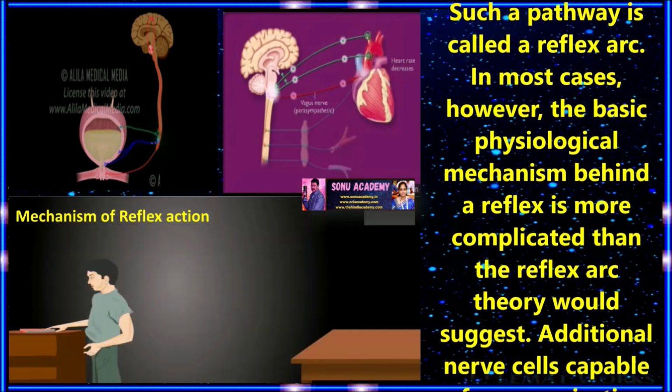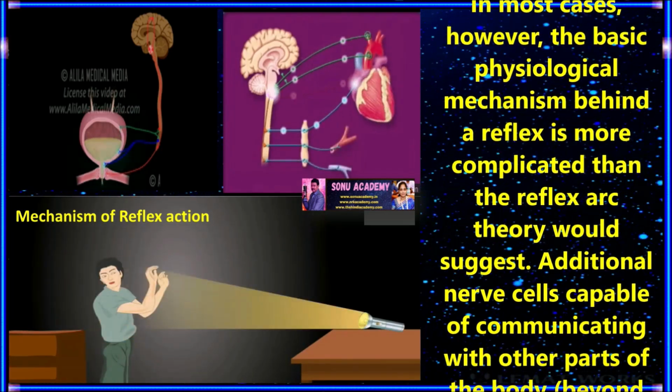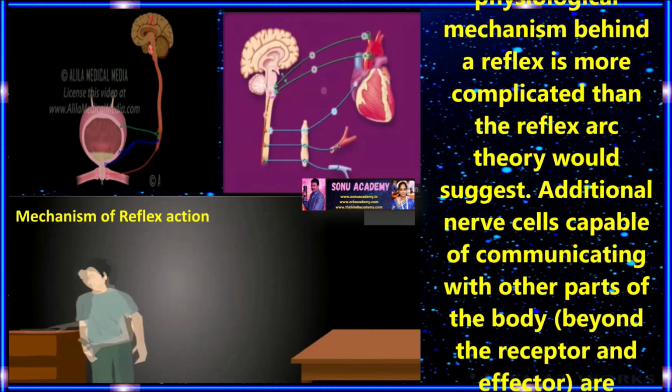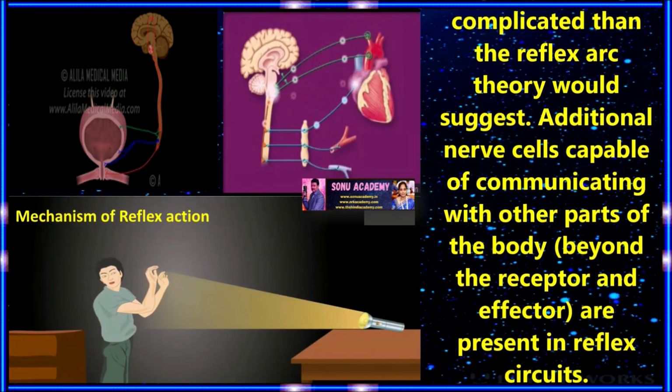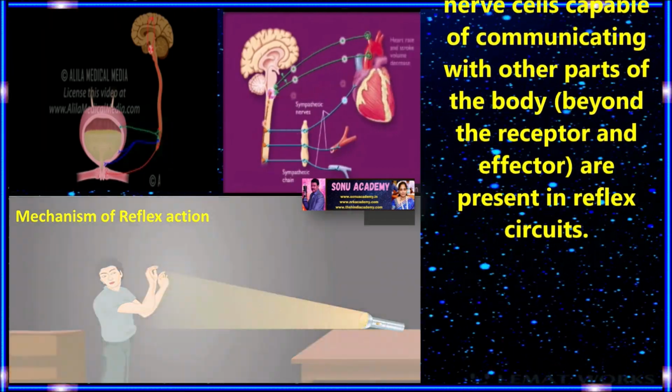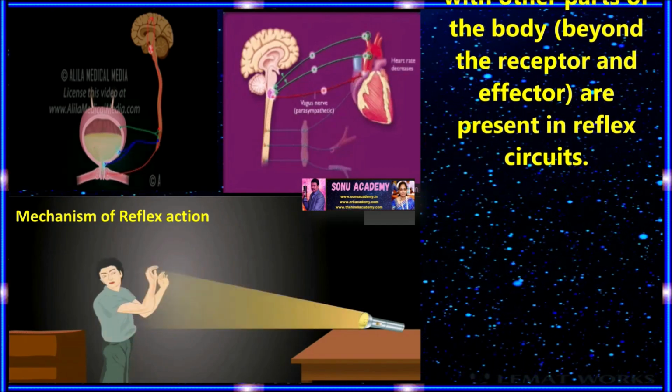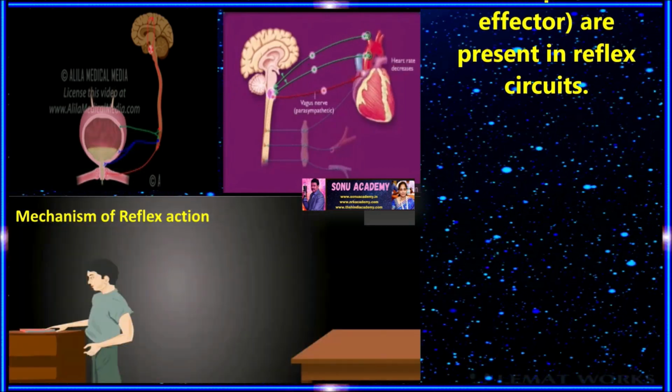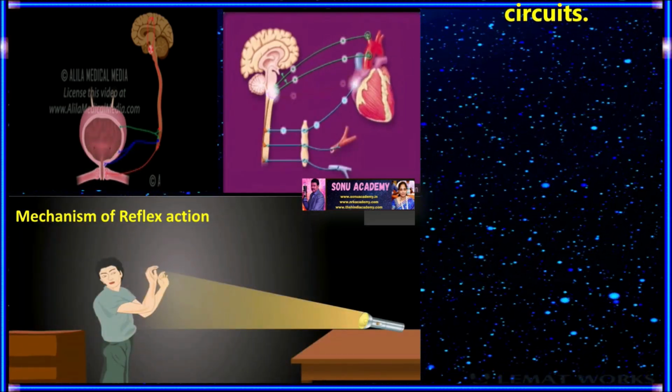In most cases, however, the basic physiological mechanism behind a reflex is more complicated than a reflex arc theory would suggest. Additional nerve cells capable of communicating with other parts of the body beyond the receptors and effectors are present in the reflex circuits.